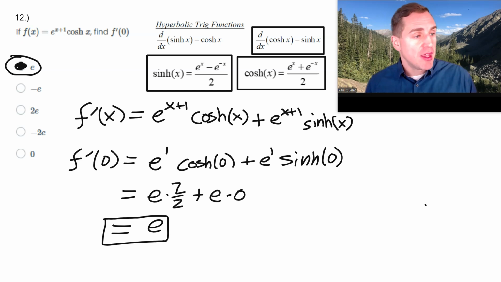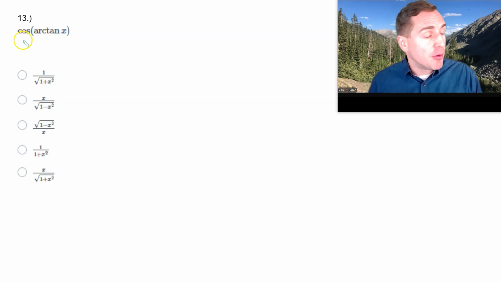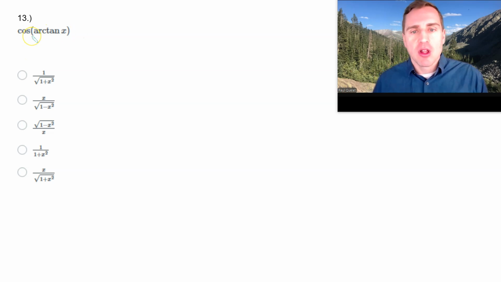Okay, so this may not be a problem that some of you have seen before, but hopefully it helps. Hope that makes sense. Okay, so this is a classic trig problem where we need to work out a trig function with an inverse trig function. So what do we mean by this? Cosine of arctangent of x. So give us the cosine of an angle whose arctangent is x.